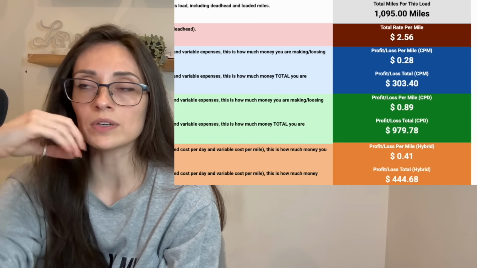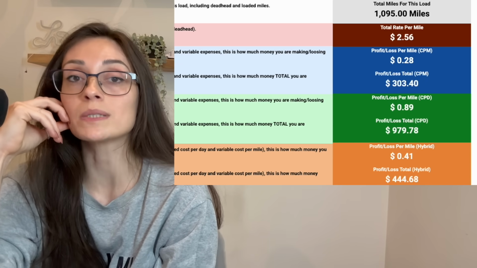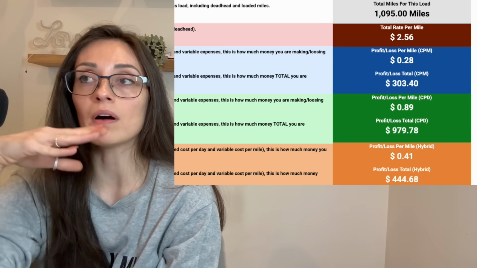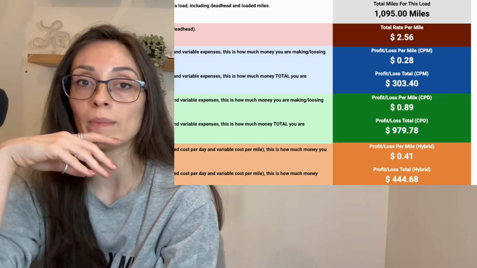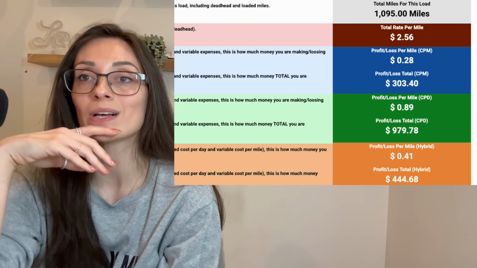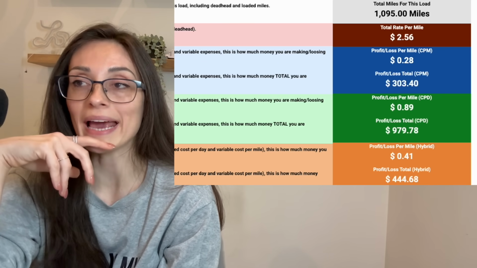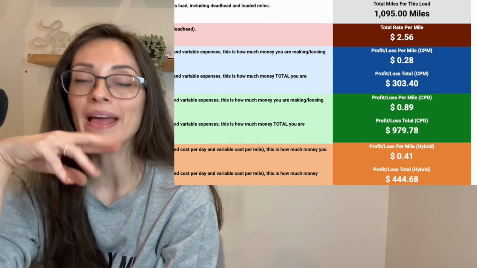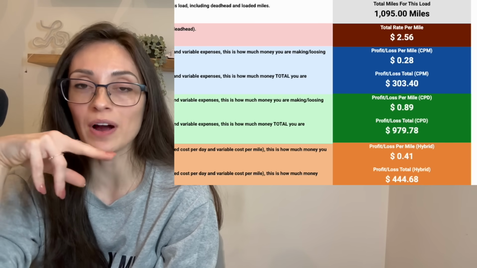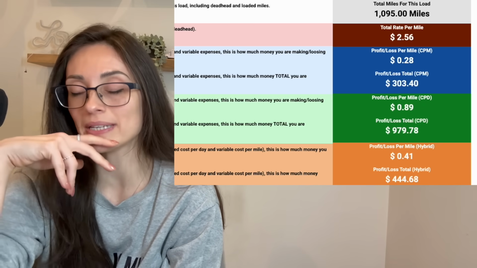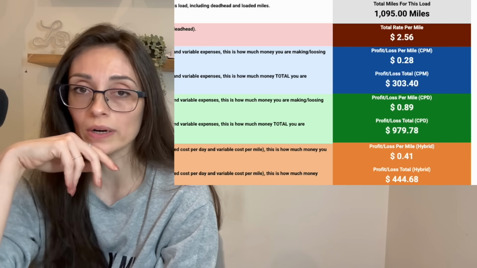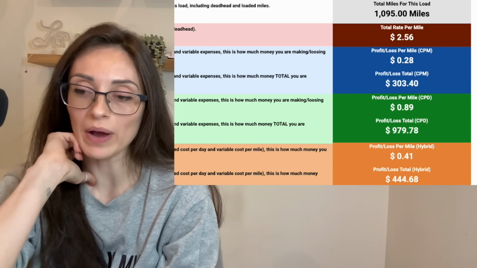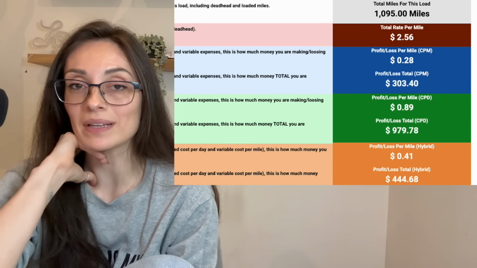So you will see the first line item will be the profit or loss per mile using, for example, cost per mile calculations, and then profit and loss total for this load, how much money you earned or lost on this load. In green, it's going to be per day, right? So it's going to change a little bit. You will see that the profit and loss per mile and the total is going to change from cost per mile calculations to cost per day calculations. So in orange, you will see a hybrid section.